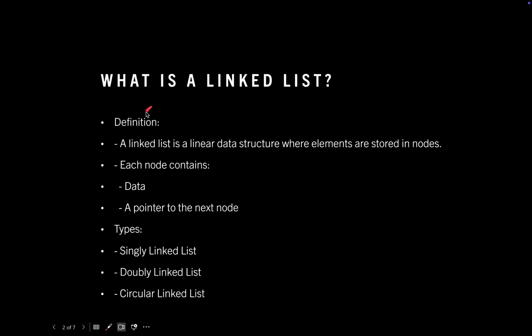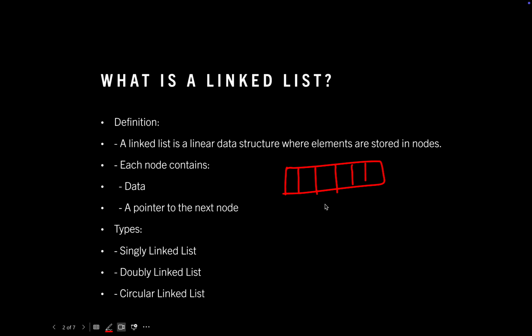So what is the definition? A linked list is a linear data structure where elements are stored in nodes. Before that, we have studied arrays. In an array, how will data be stored? Let's suppose this is your array. In an array, data is stored in a continuous or contiguous memory allocation. That's how things work.